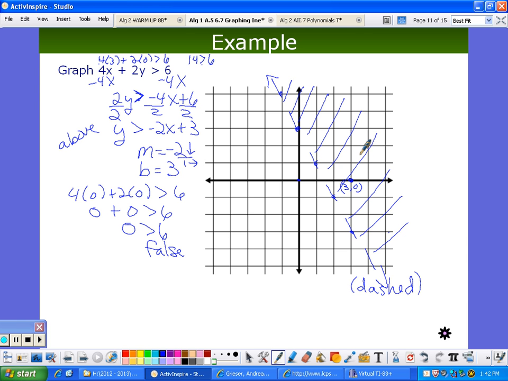When you were doing the 3, 0, you said 12 plus 0. Oh, 12 plus 0, you're right. And 12 is still bigger than 6. Still true. You're right. Thank you. You caught me.